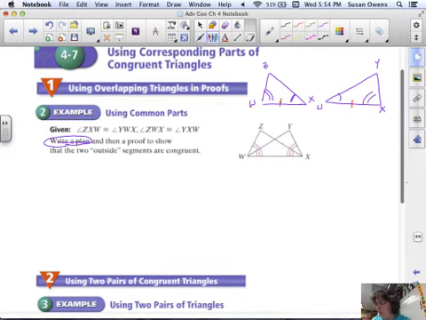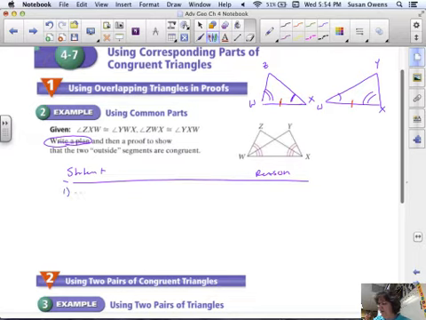Okay, so statement, reason. This proof seems really hard at first, but really the only thing I need to say is that WX is congruent to itself by the reflexive property. So WX is congruent to WX, reflexive property of congruence.